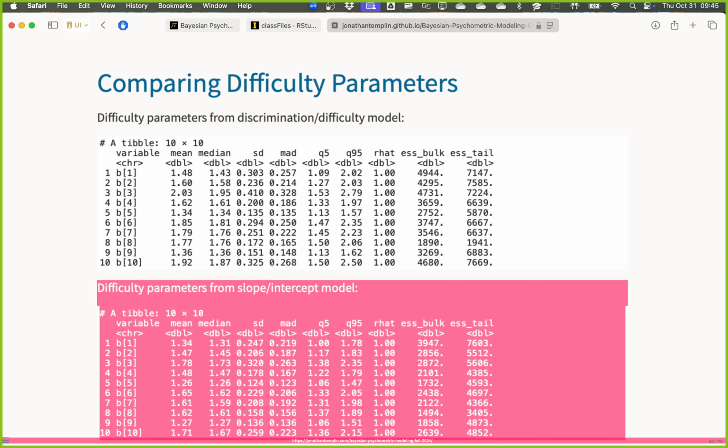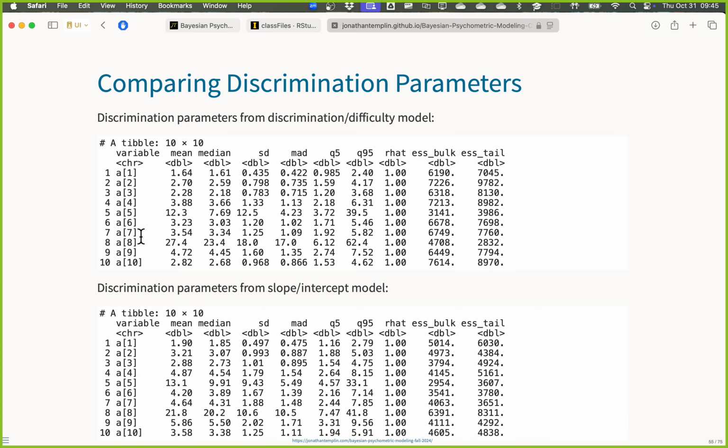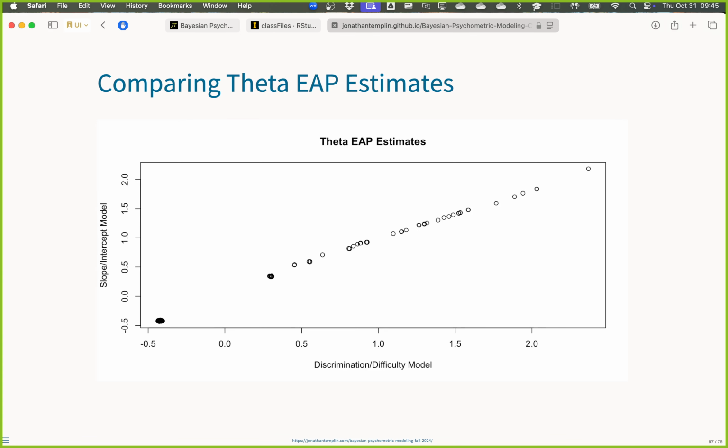Well, we can go a step further. As I mentioned toward the end of Tuesday, the discrimination difficulty model, this is the EAP estimates of our parameters. And here's our slope-intercept model estimates. They're highly correlated, but the scale is different, right? The range is wider in discrimination difficulty than it is in slope-intercept. Same thing with discrimination parameters. You can see the same here. But theta tends to be highly related as well, too. So we're estimating the same idea, it's just the scale is changing, right? The parameters are mostly the same.